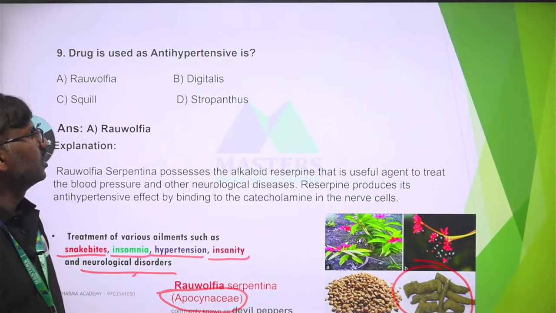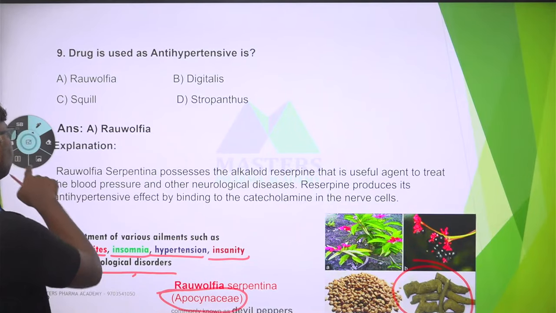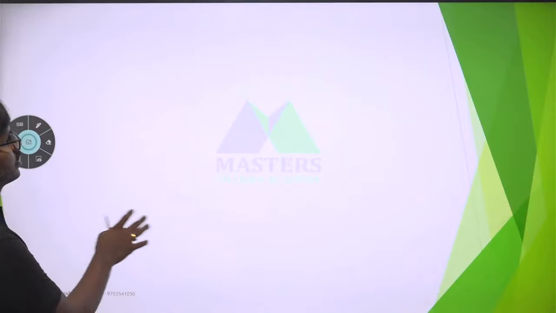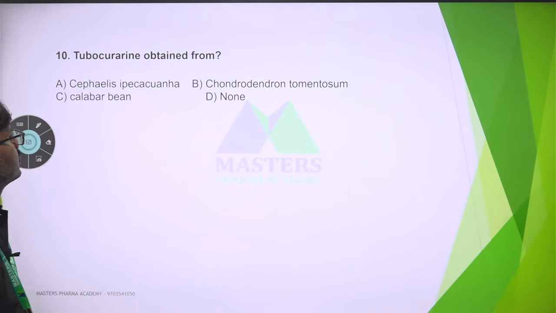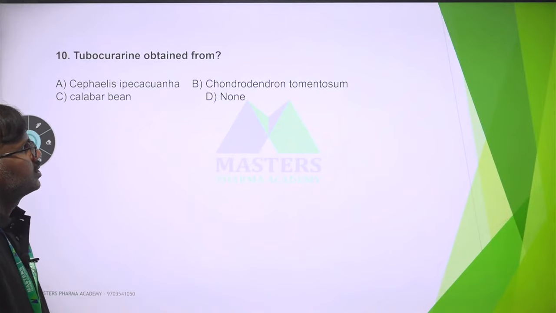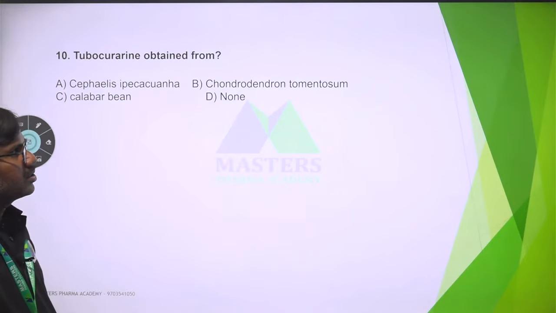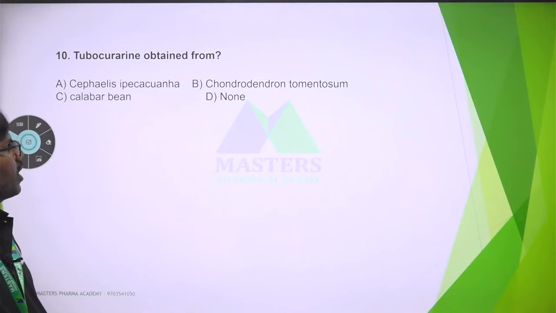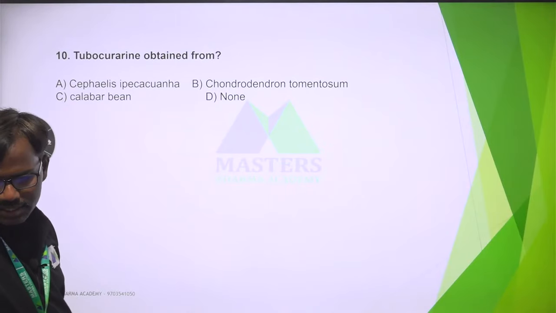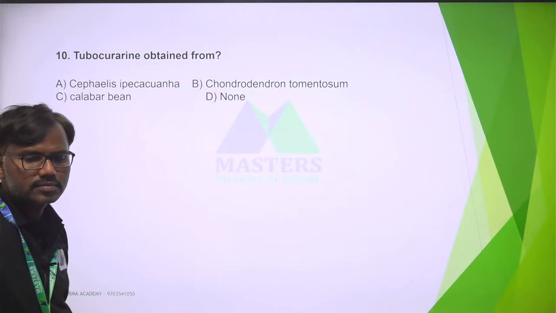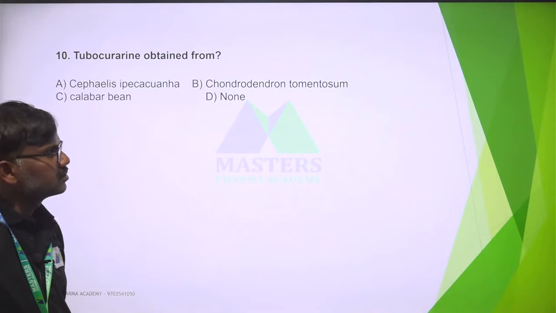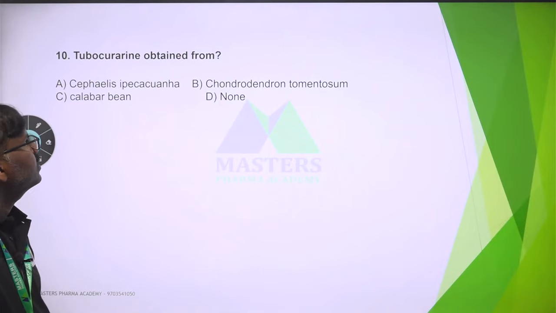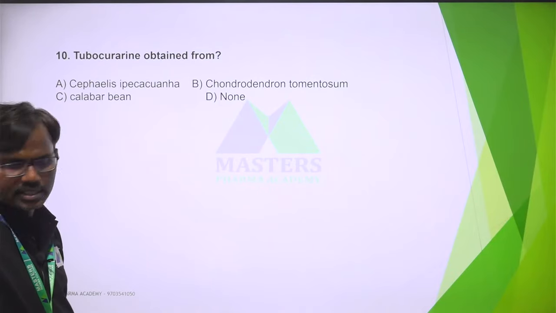This is about Rauwolfia. Okay, the next question: tubocurarine is obtained from Cephaelis ipecacuanha, Chondrodendron tomentosum, Calabar bean, or none. What is the answer? Come on. Somebody is saying C, somebody is saying D.